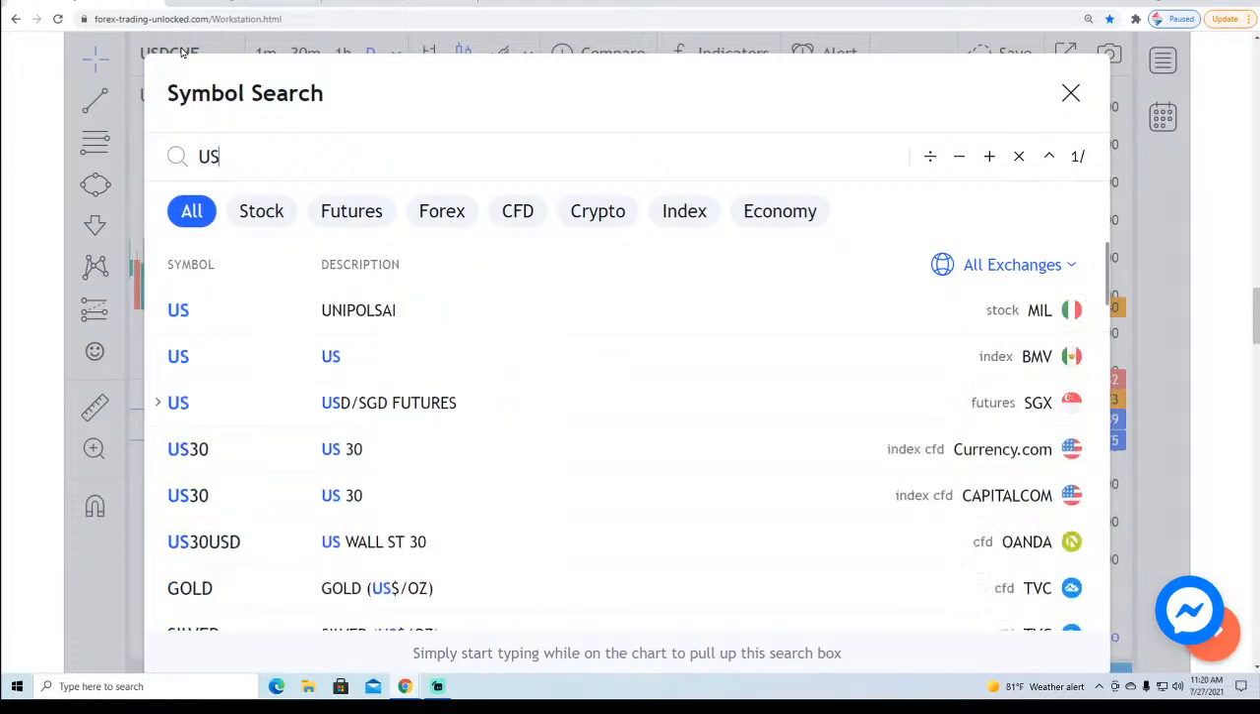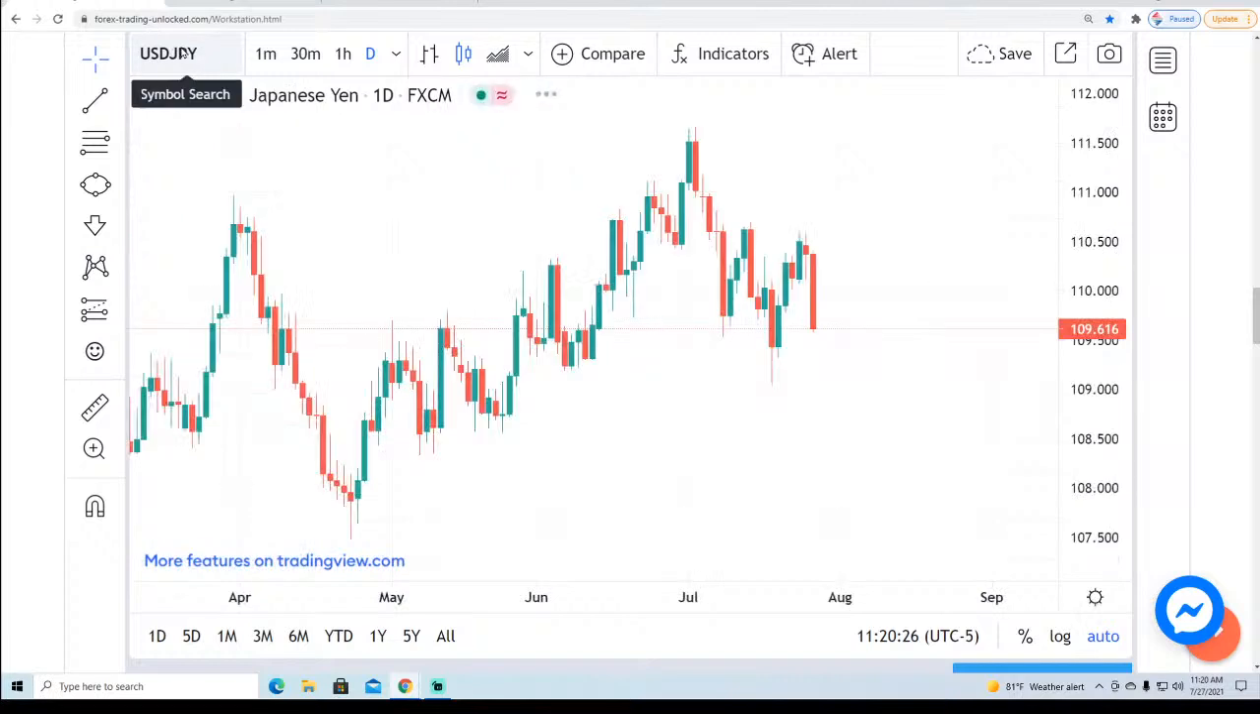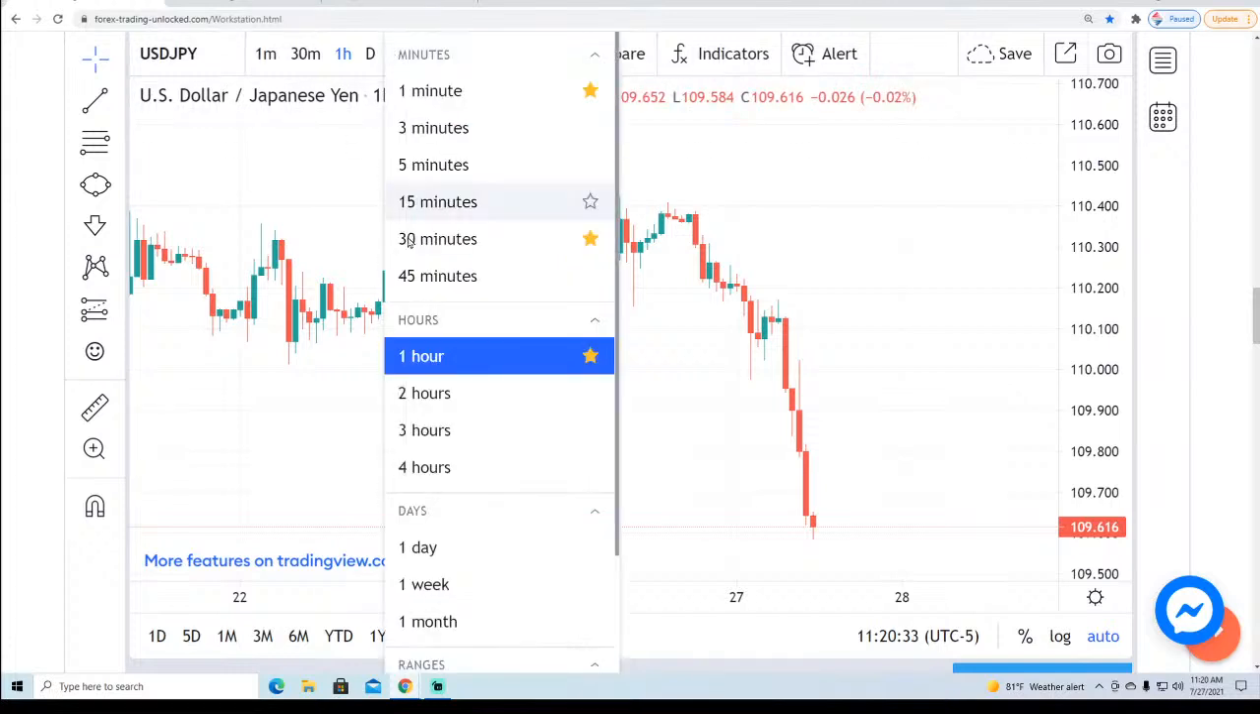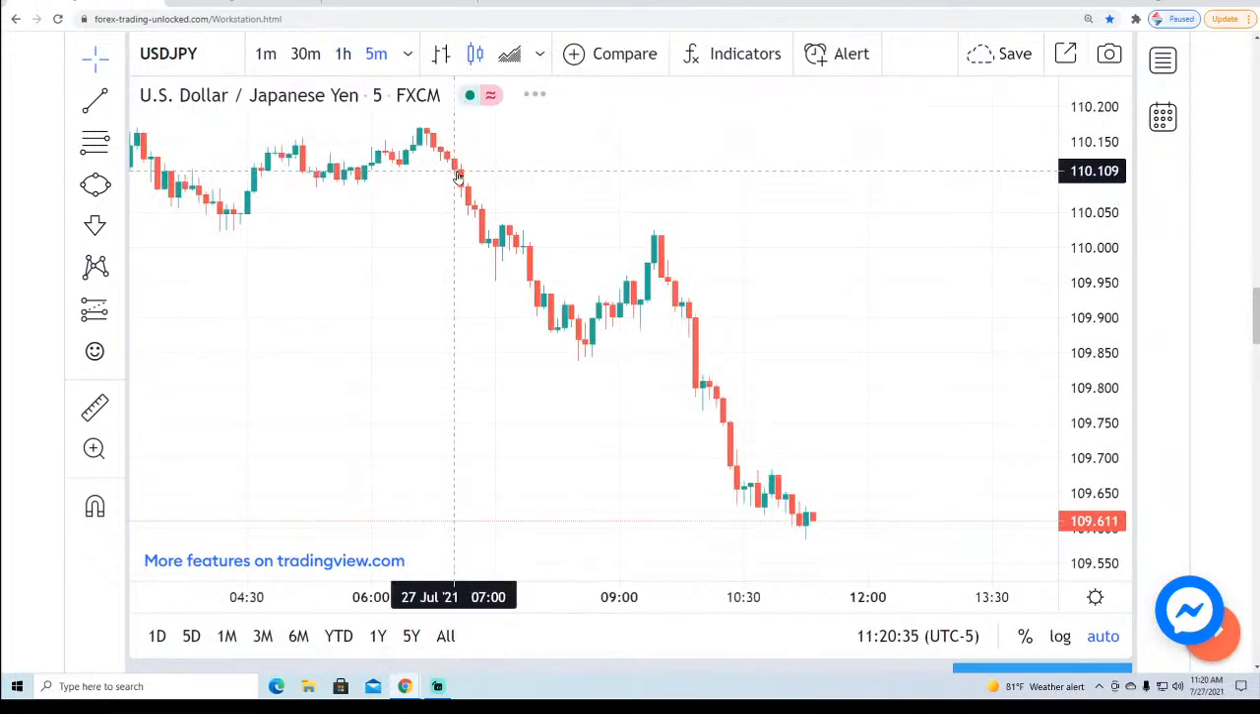All right, let's look at the US dollar JPY. We had a sell signal that was on the 5 minute, let's see.